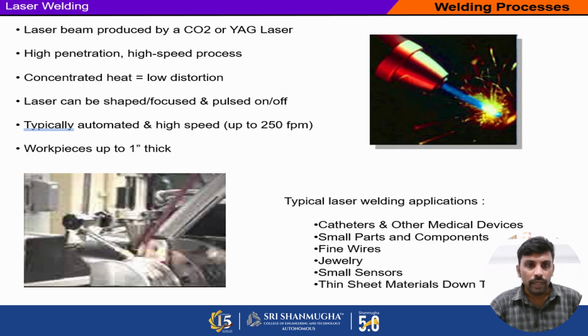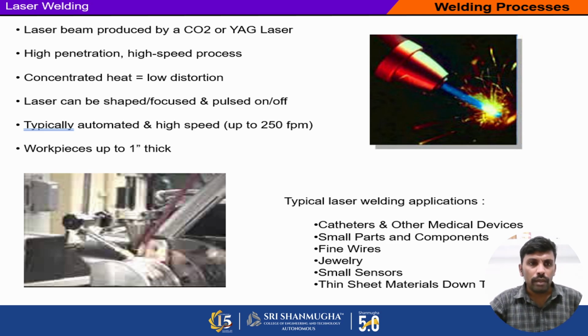So then the laser welding. In this process, the laser is produced by a CO2 or YAG laser. In this type of welding, we can obtain high penetration and high speed. That is concentrated heat, and concentrated heat means low distortion. After that, the laser can be shaped and focused to a particular pointed area.